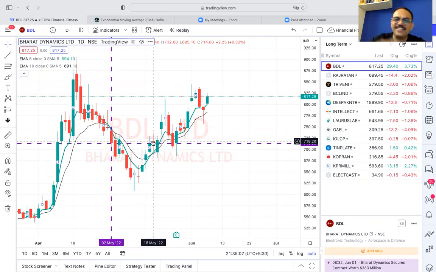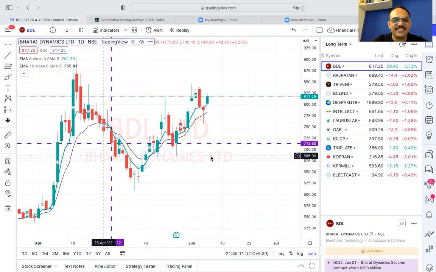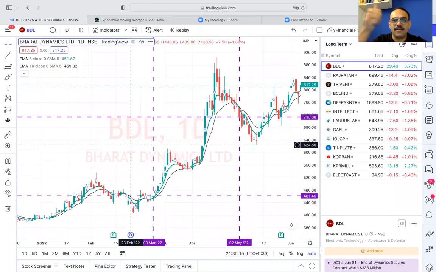How many of you like this signal? Okay, good, easy. Right? So what you have to do is you have to have a fundamentally good stock. You cannot use this technique on any stock. You need to have a fundamentally good stock.